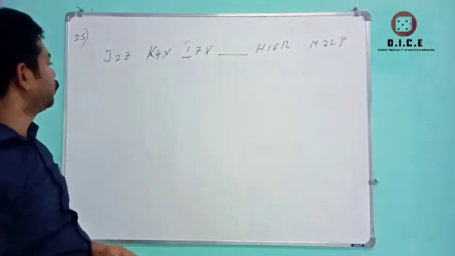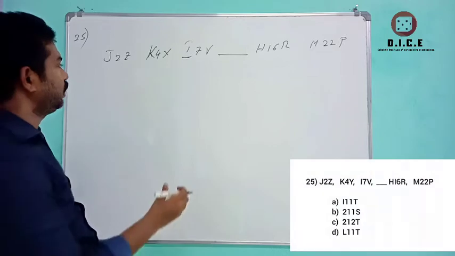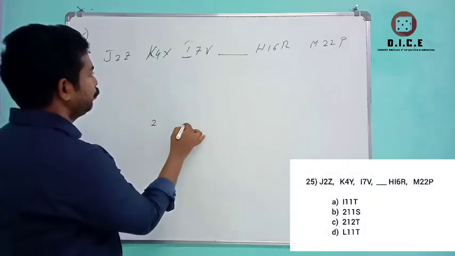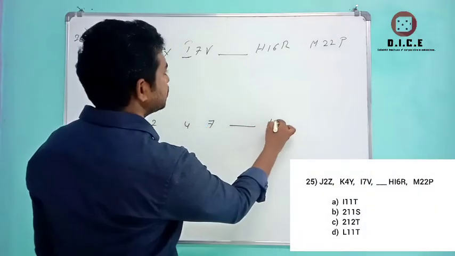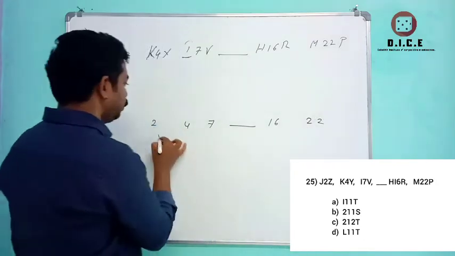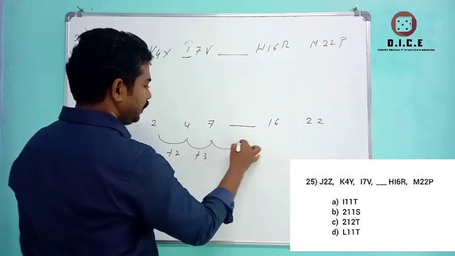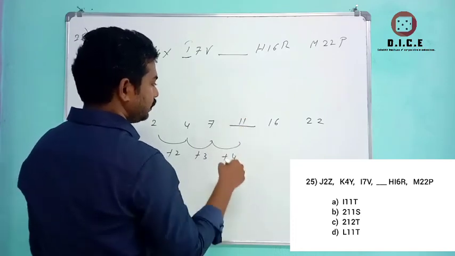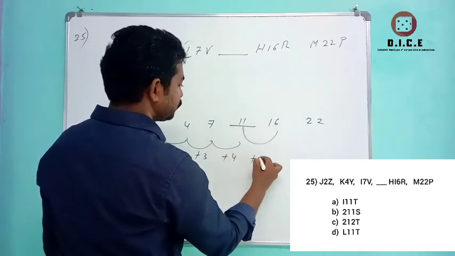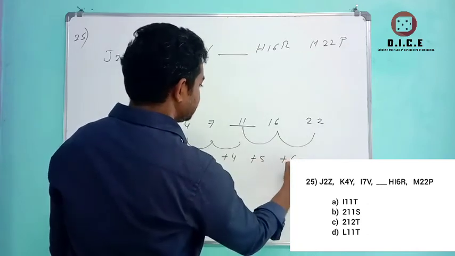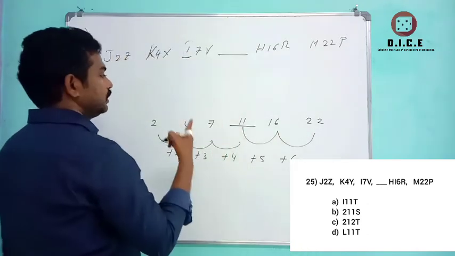So if you see the question number 25 here, we just find out the numbers 2, 4, 7, dash, 16 and 22 here. 2 plus 4 that is plus 2, plus 3 and definitely it should be plus 4. 7 plus 4 is 11, because you see the pattern 11 plus 16 is plus 5. 16 plus 22 that is plus 6. The series pattern continues.